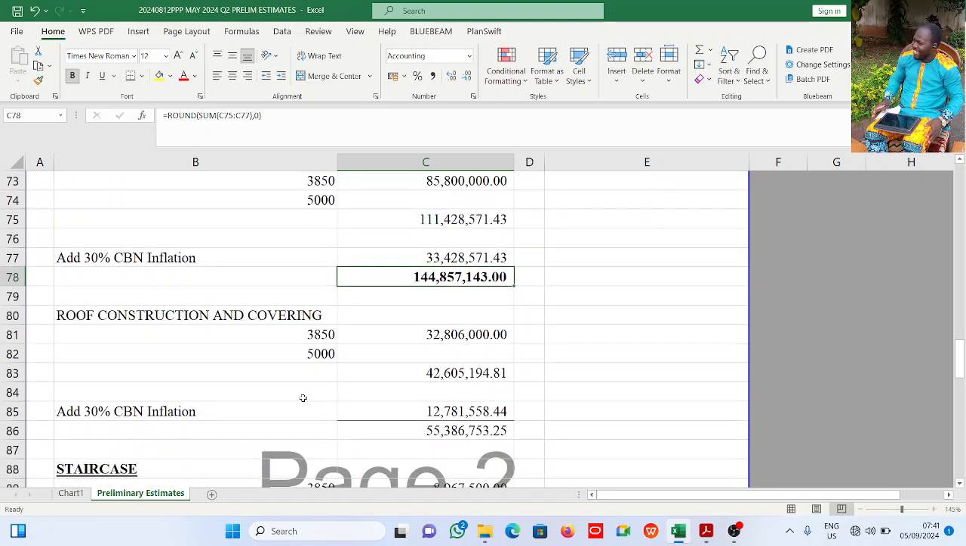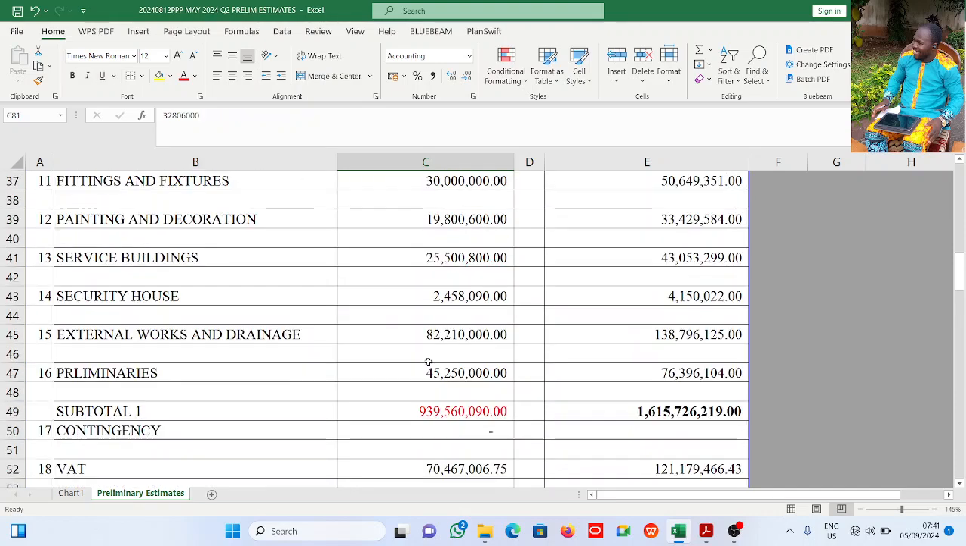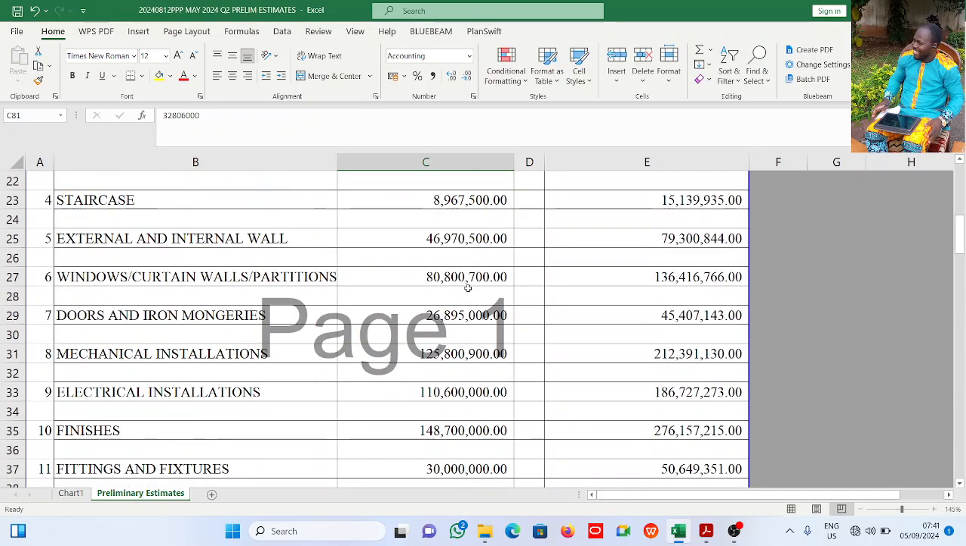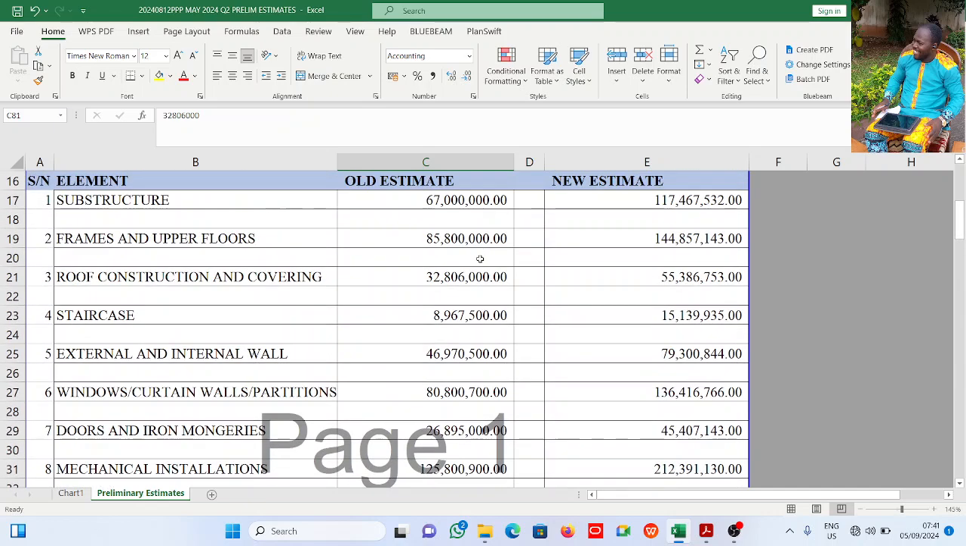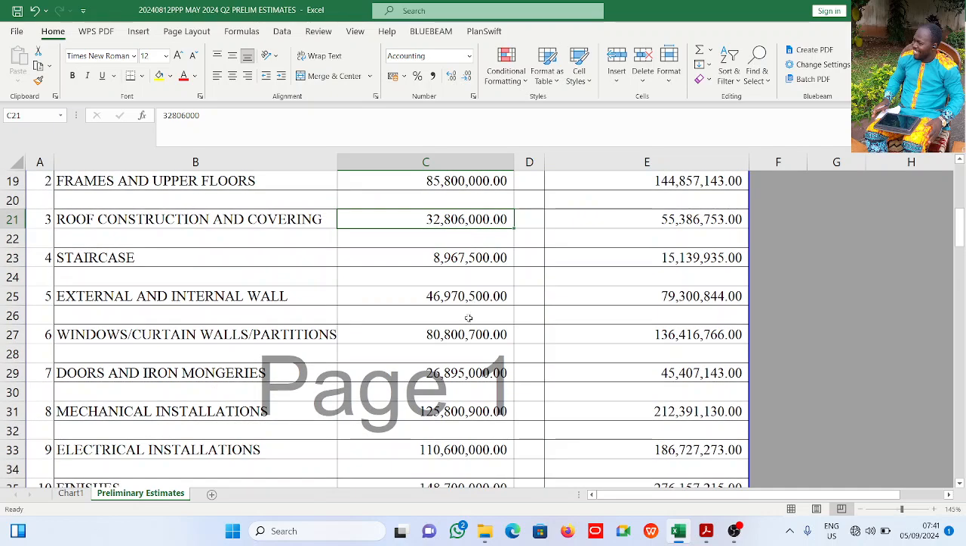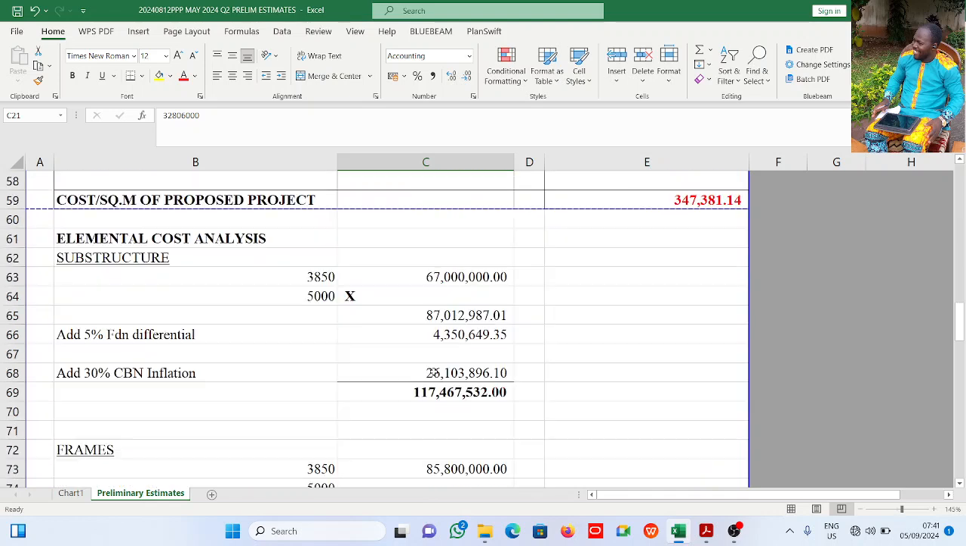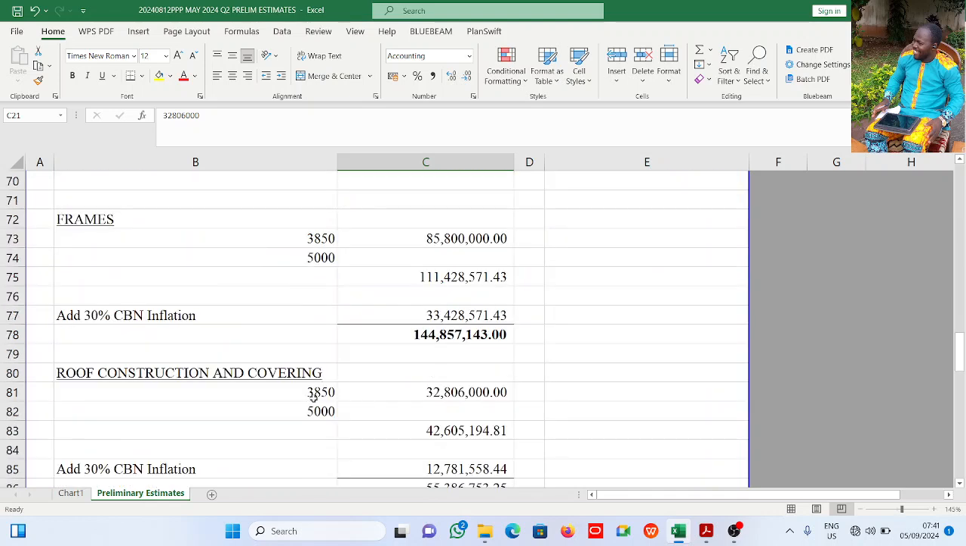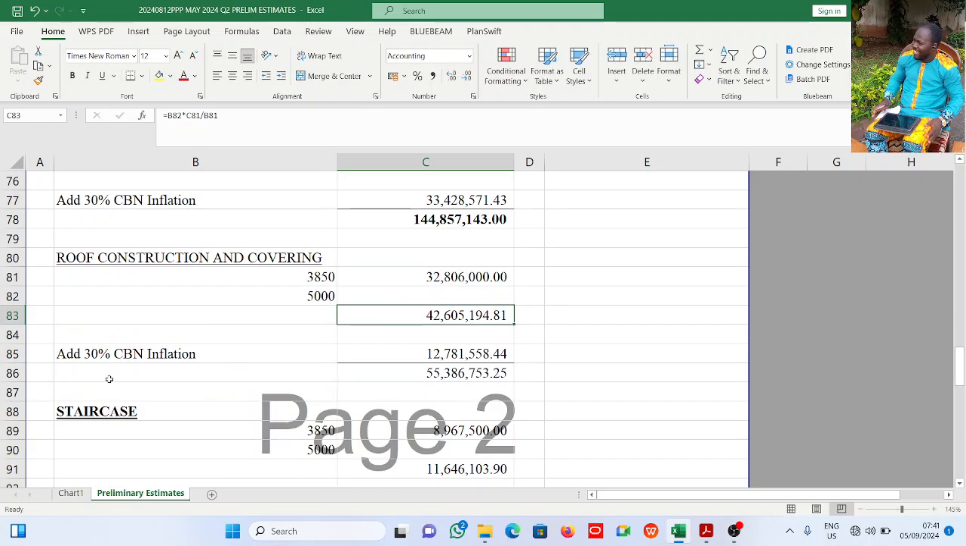Now the same thing for roof construction. It is 32,806,000. See it here. That is what is in the question. This is the question. Roof, right? Now if 3,850 is giving me 32 million, what will 5,000 give me? It will give me this. If I add 30% CBN inflation rate, I have the new roof construction.